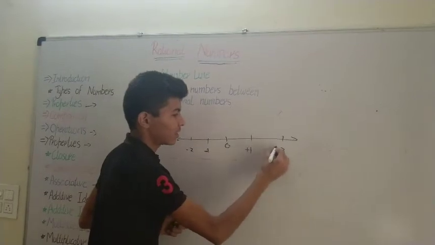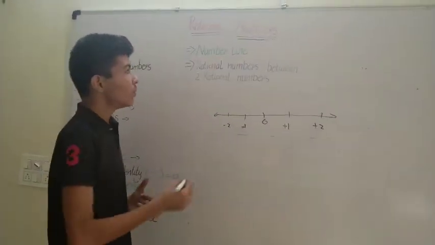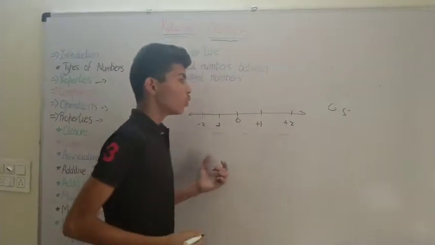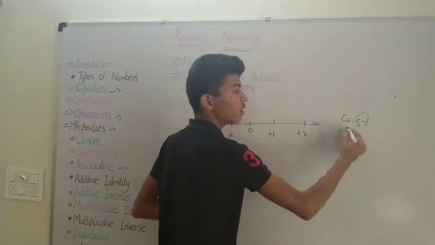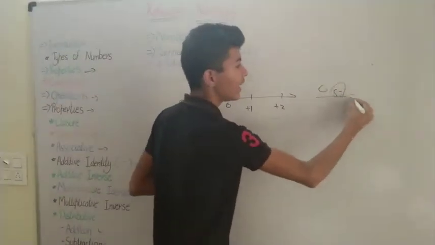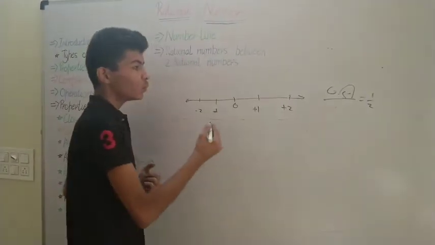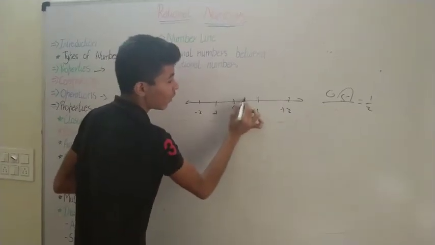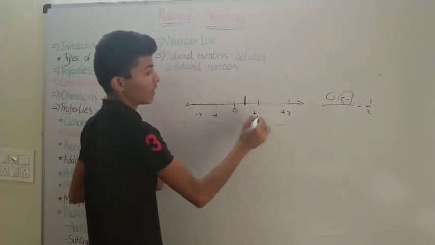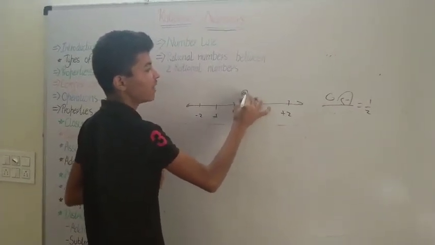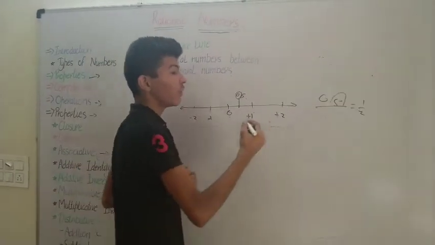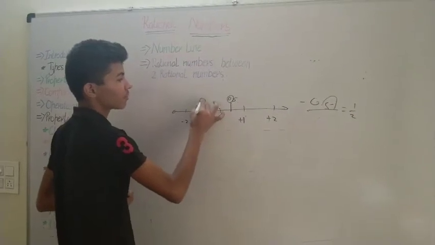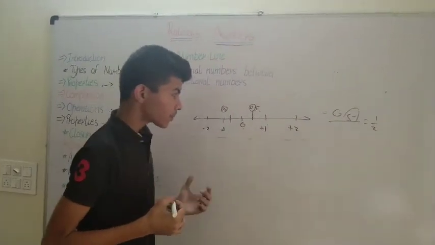Sorry, it would be plus on this side. So how can we place a number? If just something like 0.5 is given, we know we first have to convert it into a fraction, so we get 1 by 2. So we have to take two parts, divide the first part into one part, and we get this part. So this is 0.5. In the same way, if it were minus 0.5, it would be available on the other side of that.